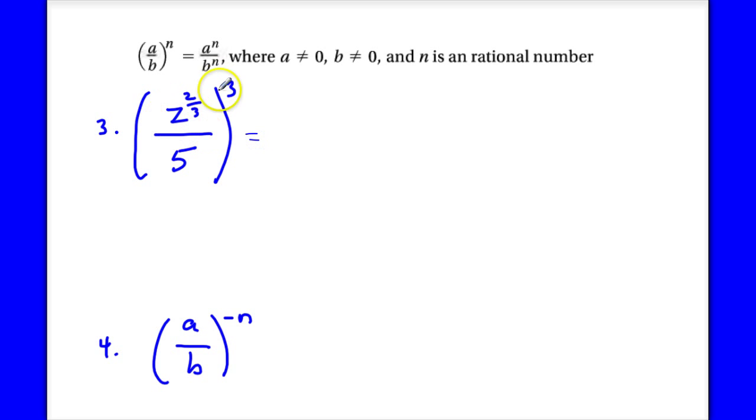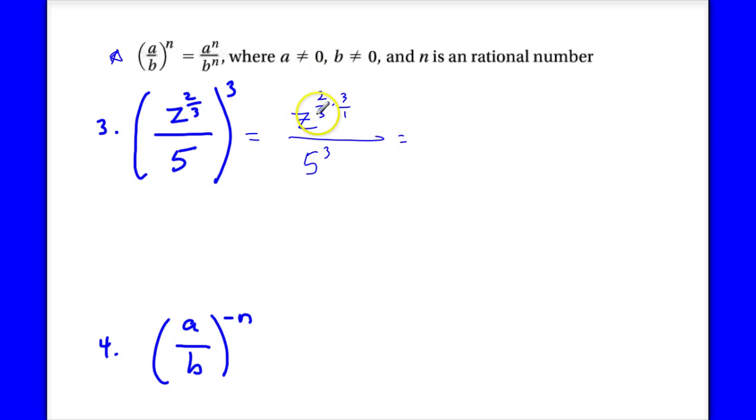So using the rule from the previous slide, which I recopied here, in the numerator I have z. I'm going to put a little line through my z so you know that that's the z, you don't get confused with the 2. Z to the 2/3 times 3. So I'm going to multiply that over 5 to the power of 3.